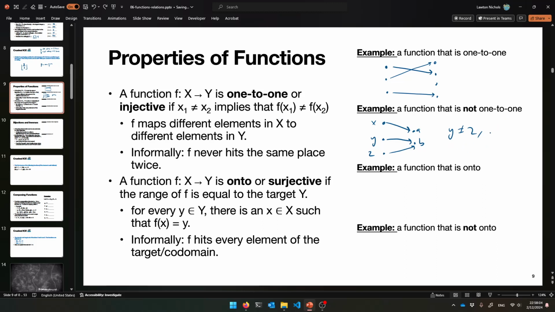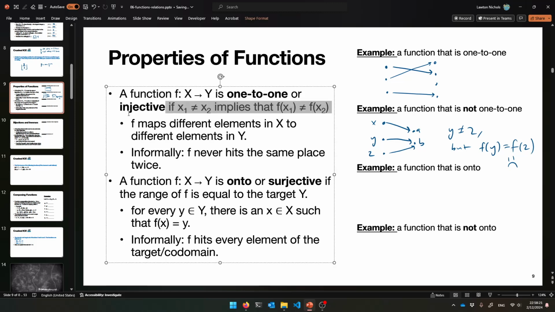But f of y is equal to f of z. And so that makes the whole implication false. So sad day. We don't like that. So that's that one. Okay, so that's one-to-one, or injective is another way to say that. You're never hitting the same place twice.